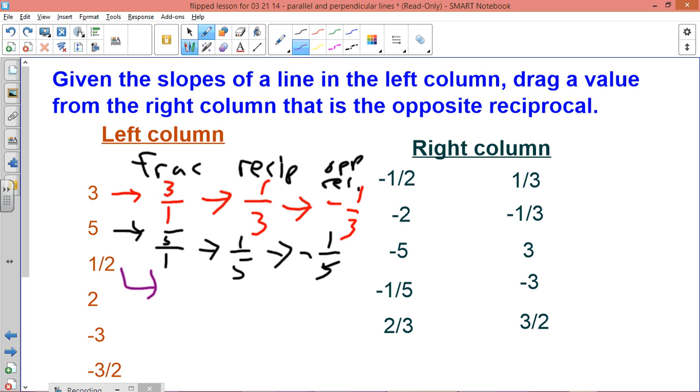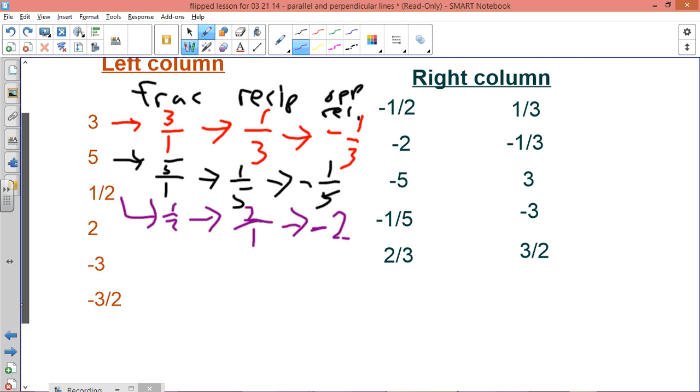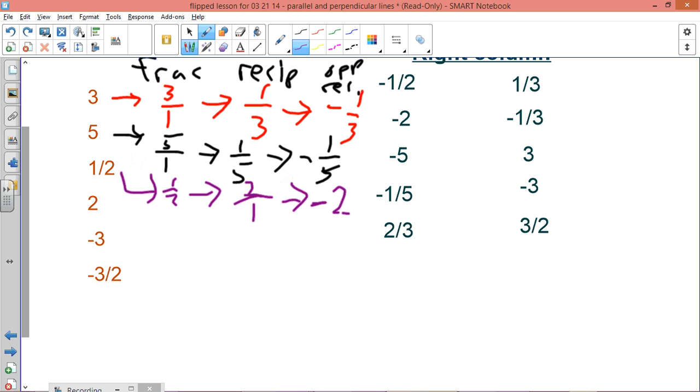Now, we start out with the fraction 1/2. We already have it as a fraction, so we don't really need to do that. But then when we go to turn it into a reciprocal, we have 2/1, which is really just 2. And then when I go to turn that opposite, I have to put a negative, and I'm not going to write the fraction again because 2/1 is just 2. So my opposite reciprocal is -2.